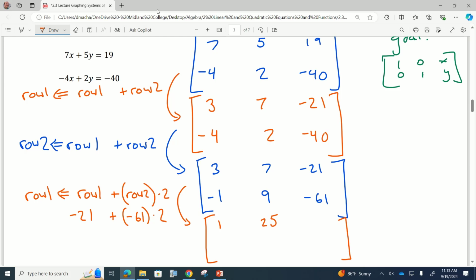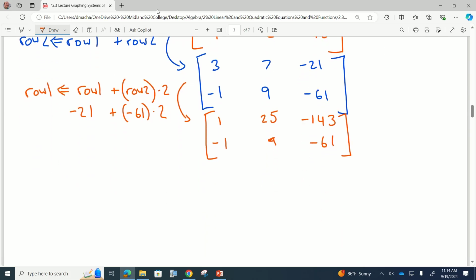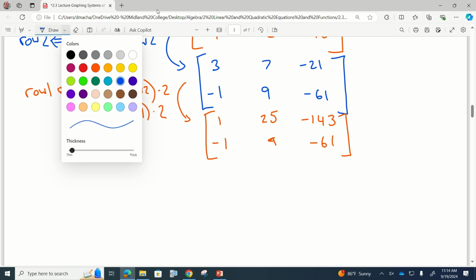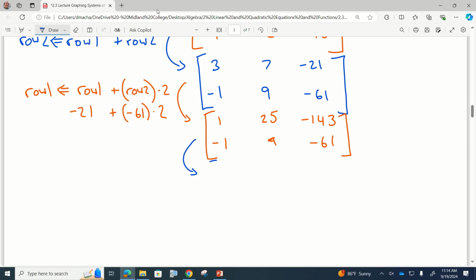On that test, you can use your calculator, and so you could type in -21 plus -61 times 2, and the answer here is perfect, -143. The second row gets to stay the same in this step. And that's good. I finally made some measurable progress. It took a while. We had to think about it a few steps and just kind of try to inch closer to it. But eventually we did get that 1 in the top left corner.